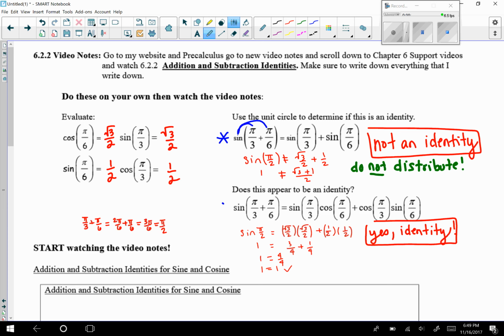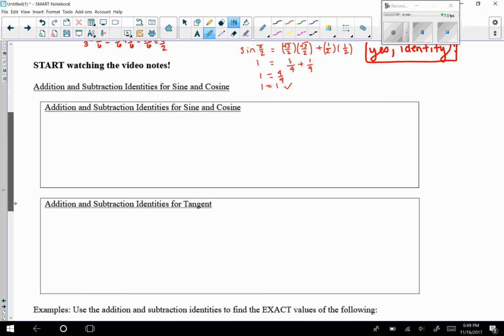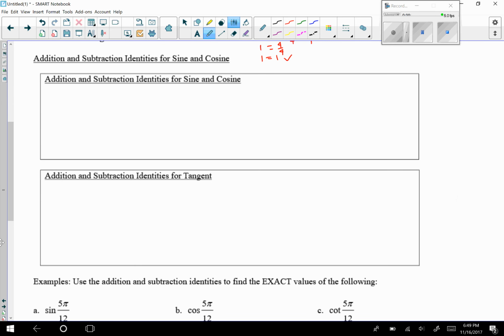So then we looked down here at the second equation, and when you plugged your unit circle values in, you got 1 equals 1. So yes, this appears to be an identity. So that brings us to our addition and subtraction identities for sine and cosine.